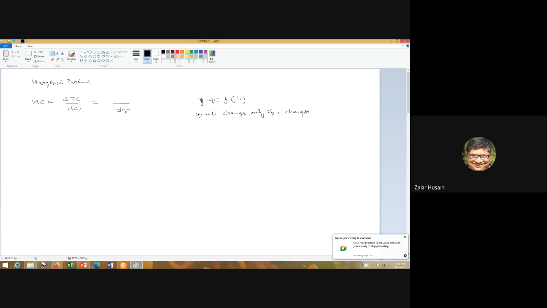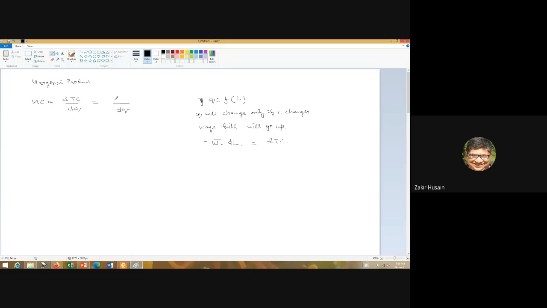Output will change only if labor changes, right? Now, if labor changes, your wage bill will go up, right? How much will it go up? W into ΔL, the number of extra workers. W is constant. So your wage bill will go up by W into the extra number of workers. This will be equal to the change in costs, ΔTC, right?